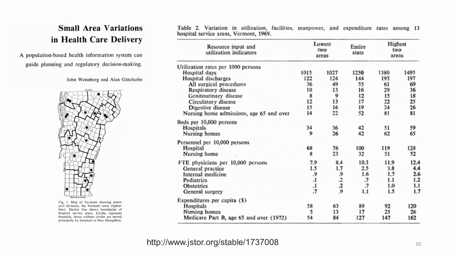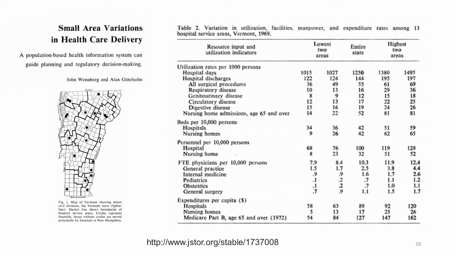In 1970, a study was published about small area variations in healthcare delivery. I find this interesting because they talk about a population-based health information system, right? Nowadays we talk about population health being something new, with everybody having to get one. But this is 1970, and they talk about population health systems. The author, Wennberg, established the Dartmouth Health Atlas, so this is the early start of that.